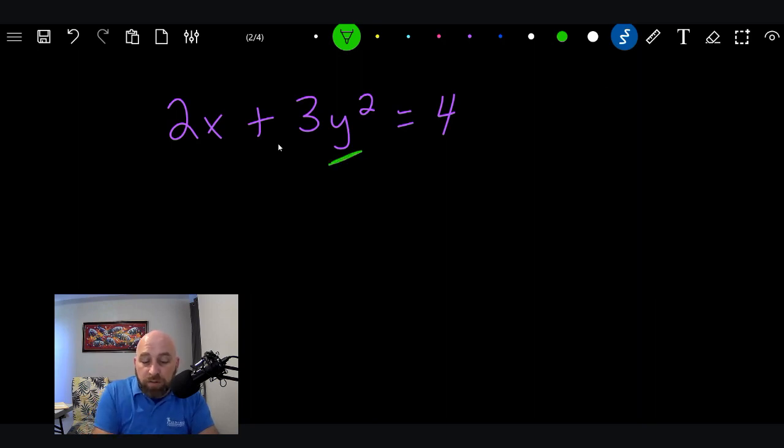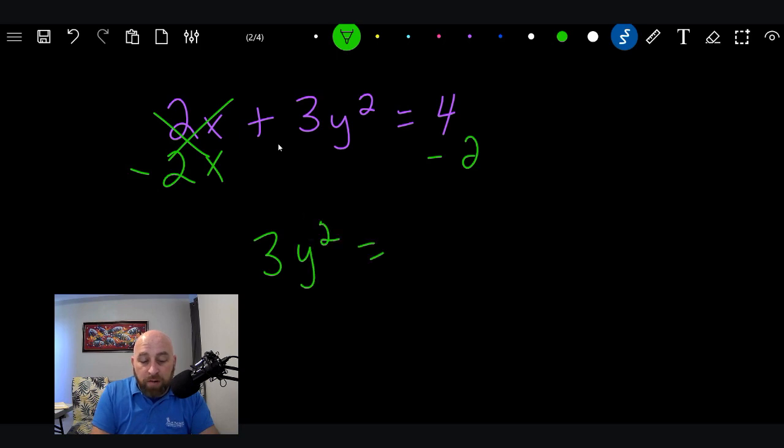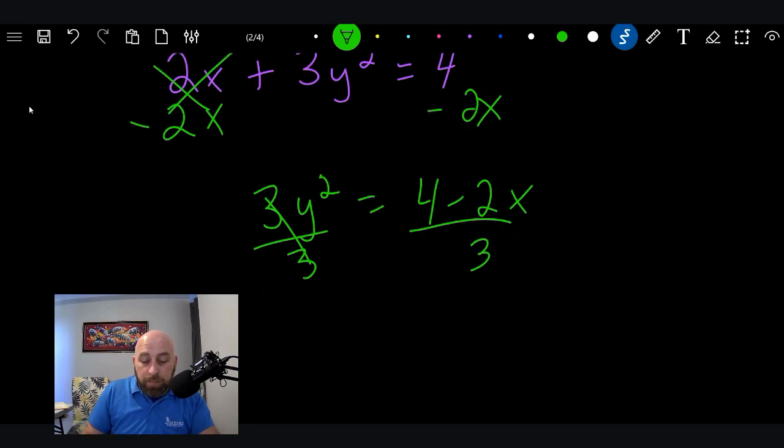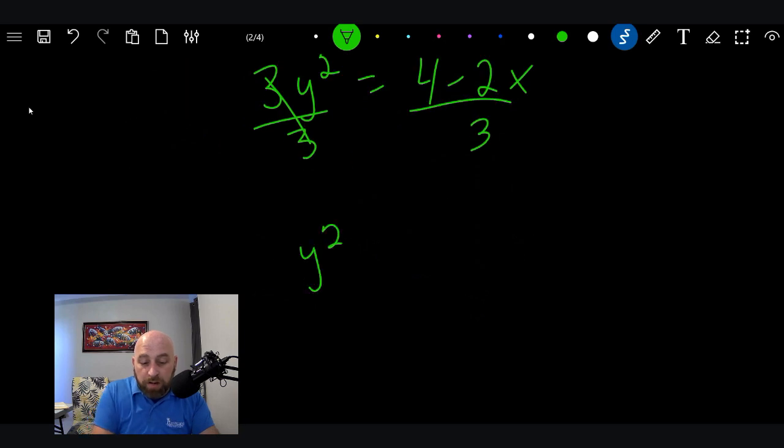Again, we want to solve for y. We want to get y by itself. So I'm going to subtract 2x from both sides, and I'll get 3y squared equals 4 minus 2x. Divide both sides by 3, and I'm going to end up with y squared equals (4 minus 2x) over 3.